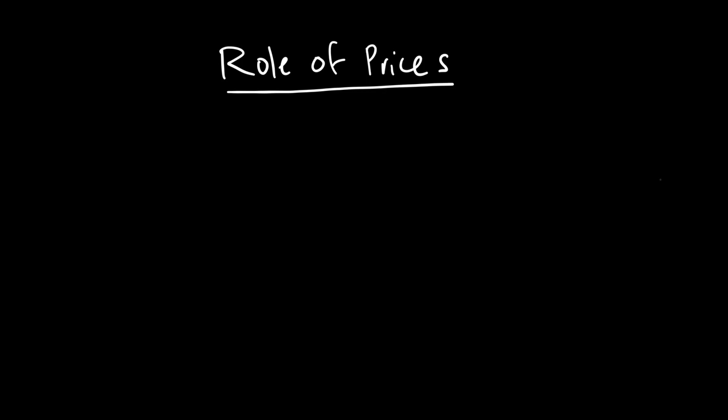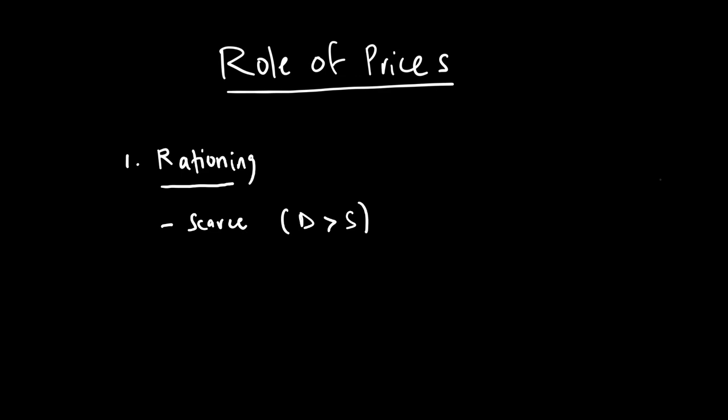So the first role that we want to talk about when it comes to prices is rationing. Whenever resources are particularly scarce, we will see that demand is exceeding supply. In that case, the price will go up for that good. So goods which are scarce will have a higher demand than supply, and therefore there will be an effect of rising price in those goods.